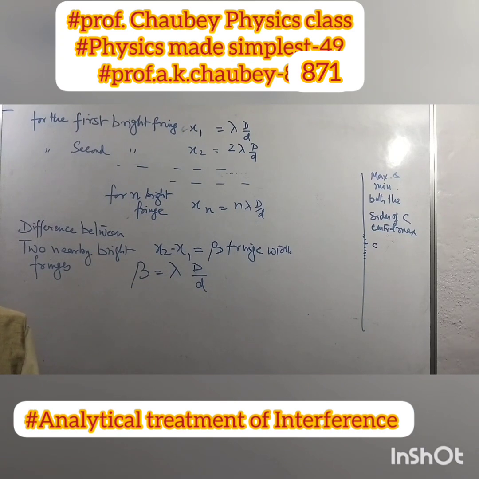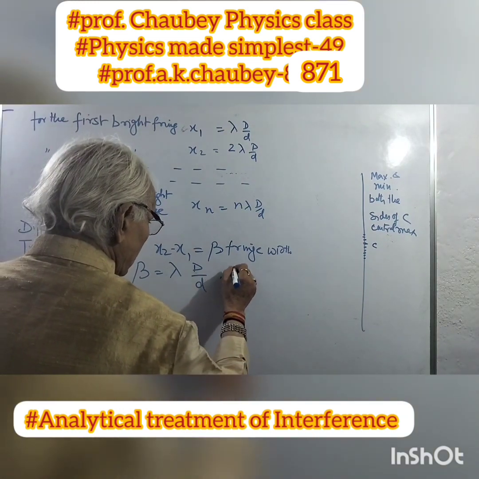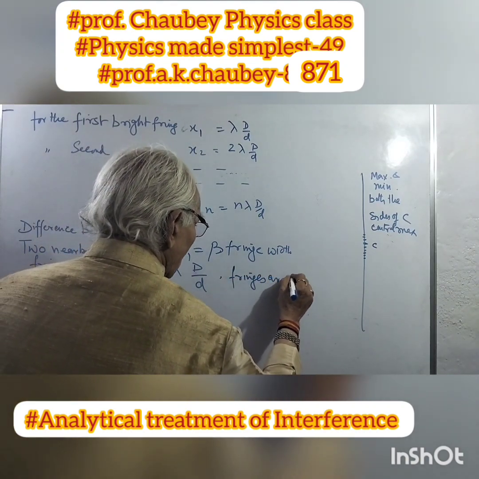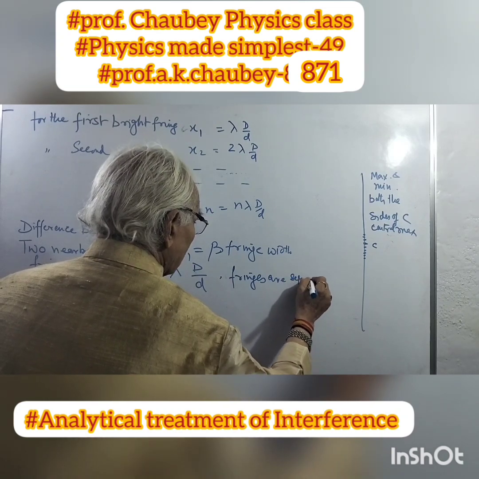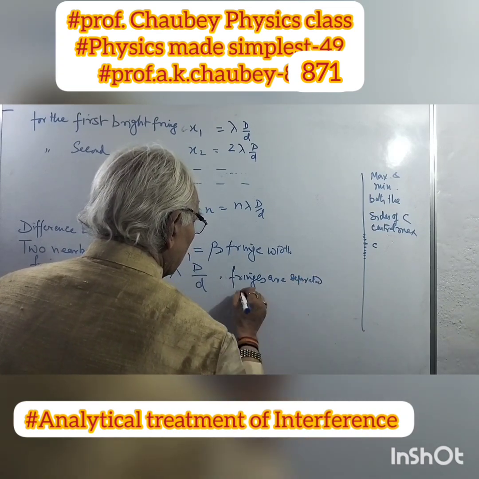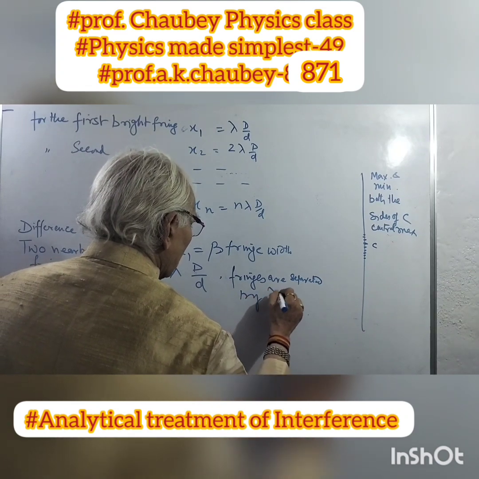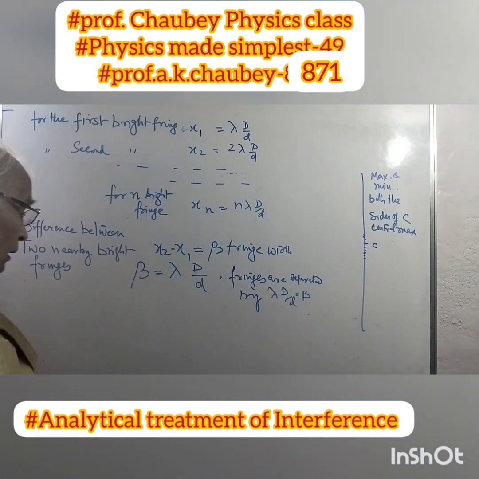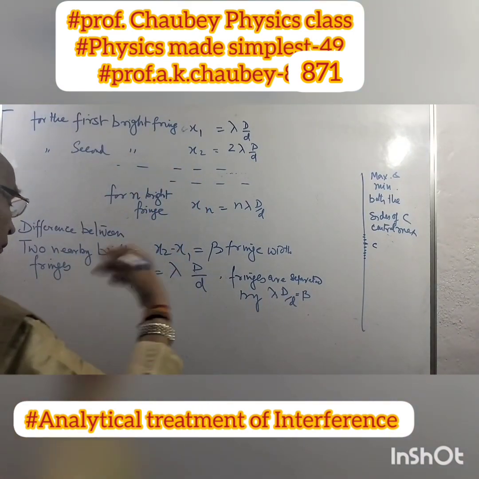So bright fringes are separated by this distance. So beta is equal to lambda D by d. It means bright fringes are separated by lambda D by d, the beta distance. Now we go to the dark fringes.